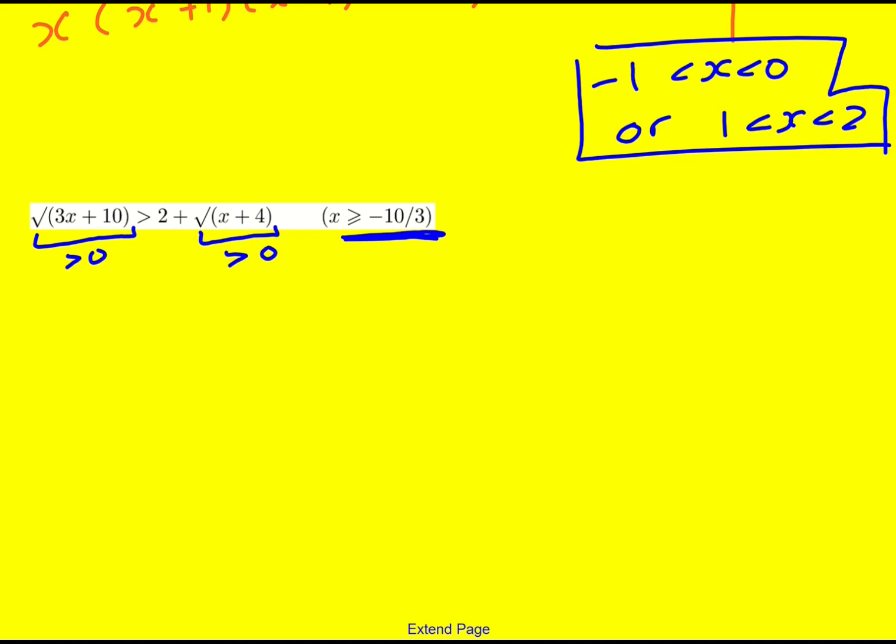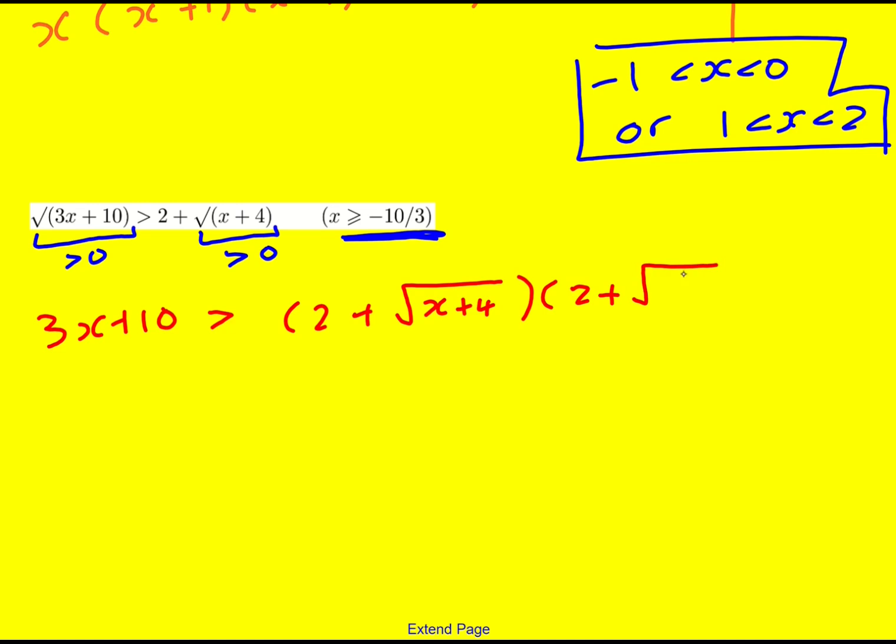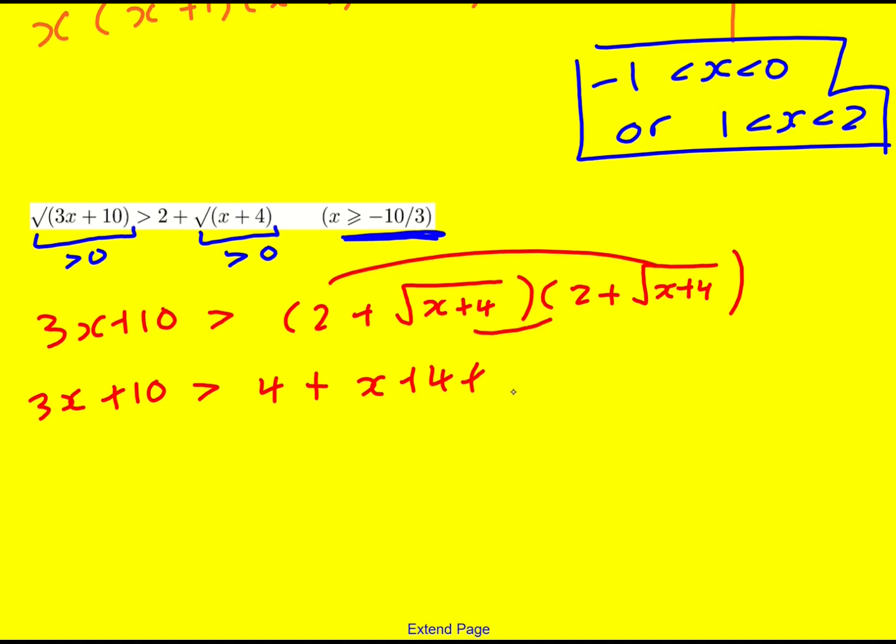Okay, the first thing I'm going to do is square both sides. We can do this because both sides are positive. That's going to give me 3x plus 10 is greater than, I'll just write a double bracket out for this one. So 4 plus x plus 4, and then I've got these cross terms, which is going to give me 4 times the square root of x plus 4.